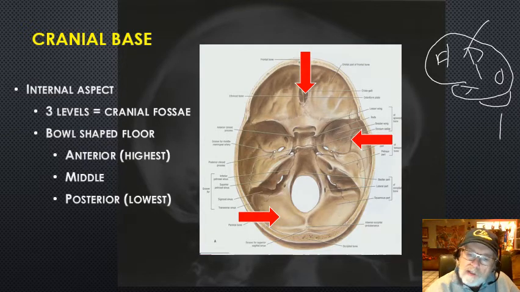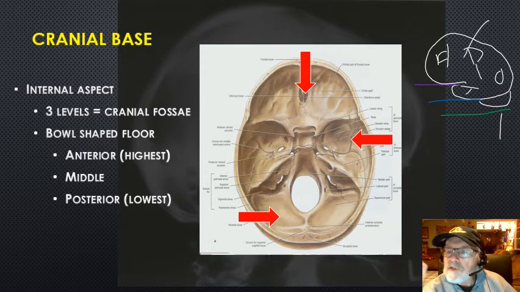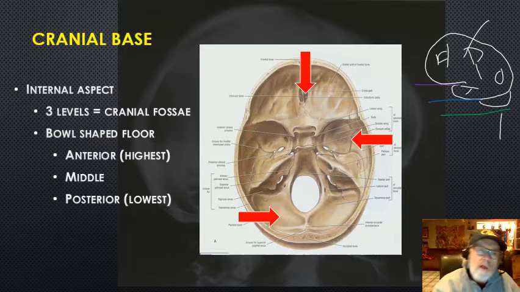Well, if you look at this, it's sort of interesting because they come in tiers. There's one level there, one level there, one level there. They're in different levels. What happens is the inside of the cranium accommodates for that, and it has what are called three cranial fossae. We have an anterior, a middle, and a posterior. This is the anterior cranial fossa right here.